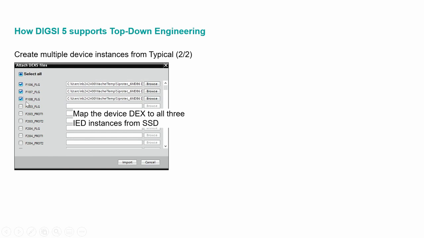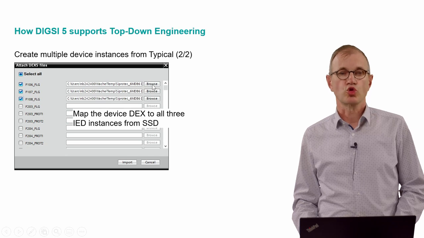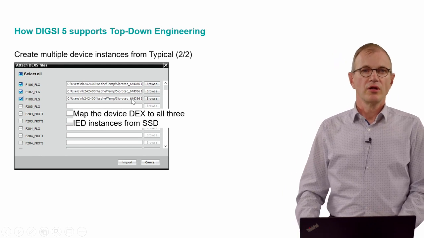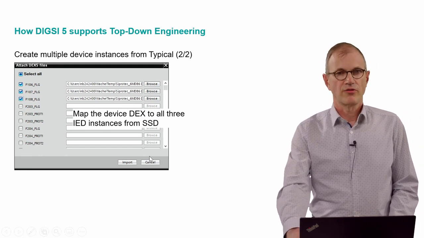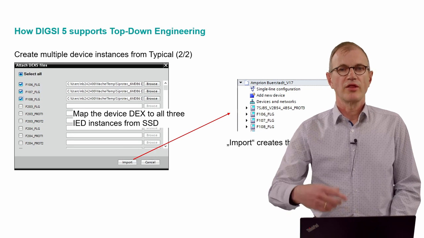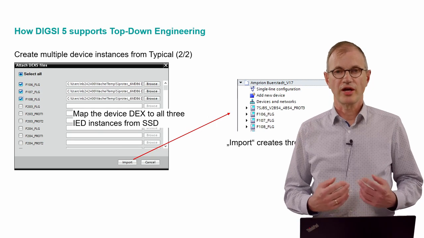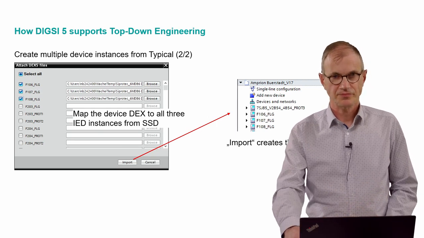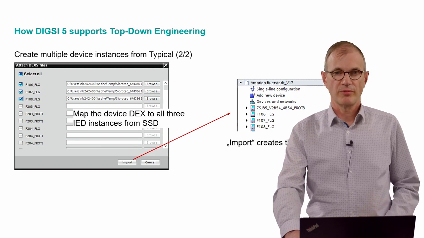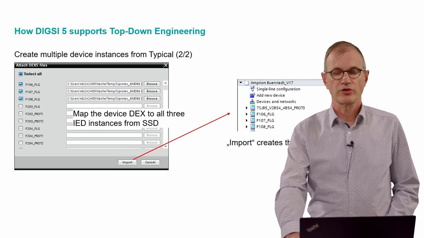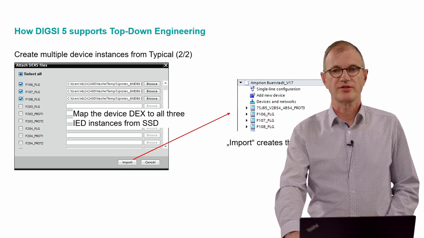So I click on the appearance of these 3 instances, which I know are based on the same DEX file. I browse here one time to the DEX file where it is, and then it is attached here for all 3 instances. If I then create on the import, then these 3 devices are created in the real DIGSI project. So now they are available for the mapping. And they have, as I mentioned before in the introduction, the naming that is requested, and also the IP addresses from the SSD file.